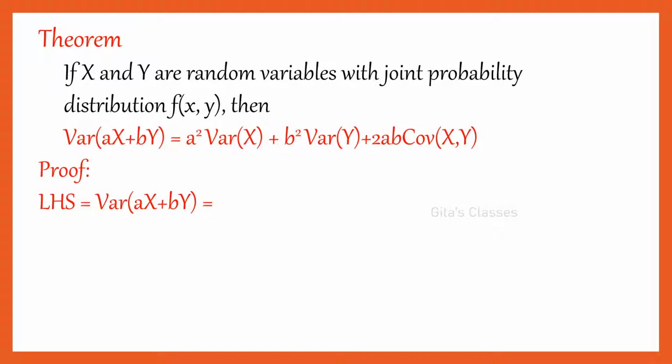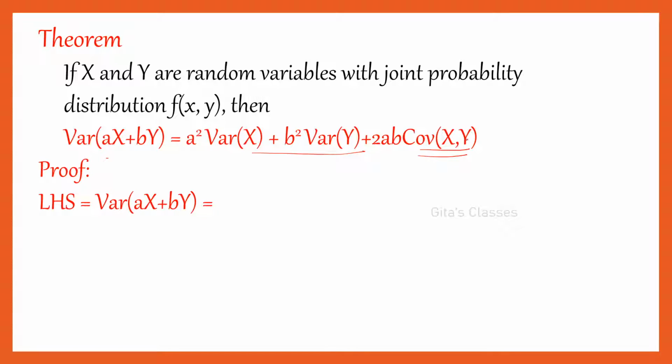So next is an important theorem. If x and y are random variables with a joint probability distribution f of x comma y, then you have to prove this: variance of ax plus by is equal to this result. Covariance comes whenever you have two different variables.